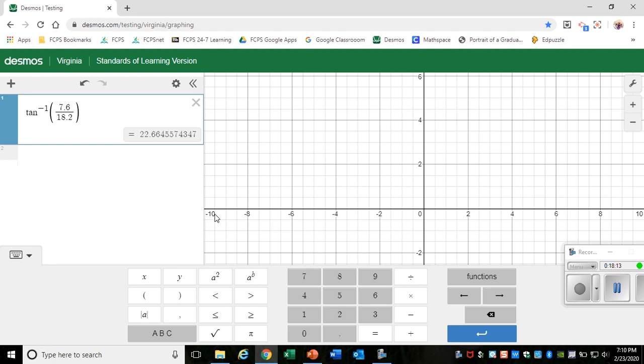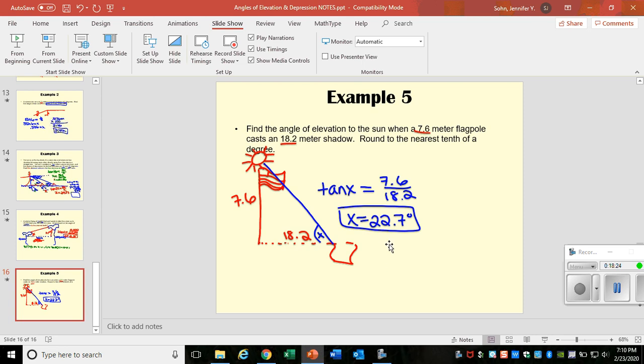And then this goes from ratio to degrees. When you convert the numbers to degrees, that's 22.6645. So that's how you change to degrees. So we're going to round to the tenth. So 22.7 degrees. So that will be the answer.